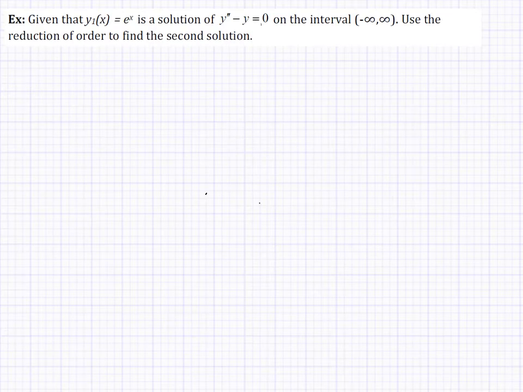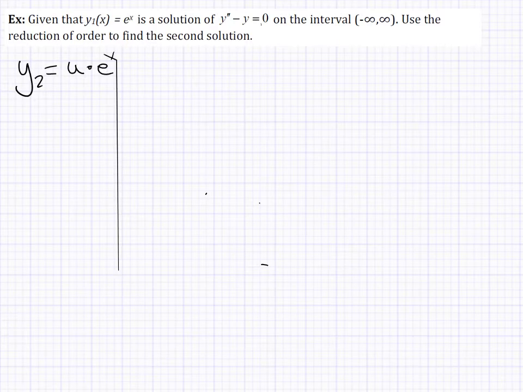Now we want to find a second solution. So we're going to do it two ways. First, I'll do it the long way. Again, this is not the way we're primarily going to use it, but it'll help make sense of what we just looked at. So then we're going to say that y2 should equal u times e to the x, u times y1.